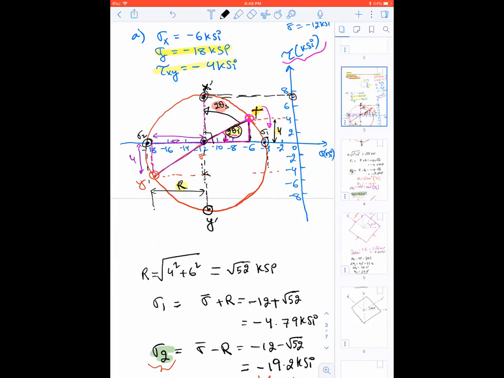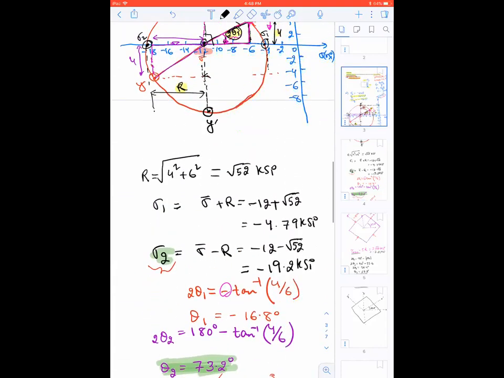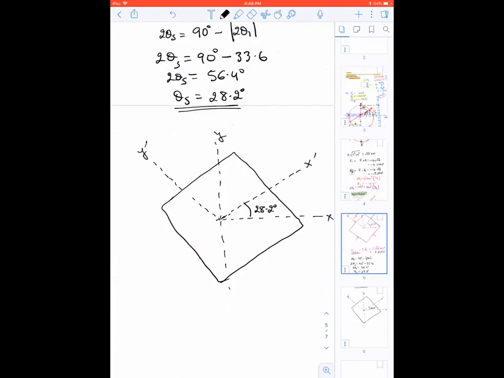And also your circle is telling you that at the maximum in-plane shear stress, you do have this to be your normal stress. So my normal stress is negative 12. Negative 12 is going to act in both x and y directions. So I'm going to say I have negative 12. This is my y prime face.